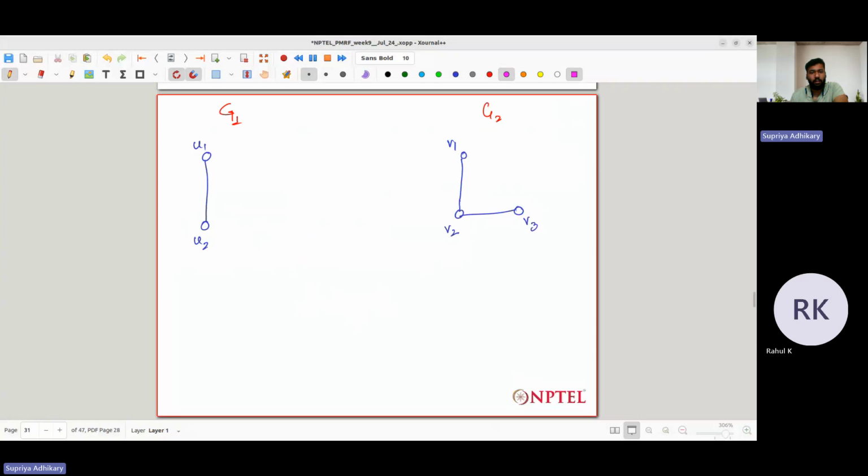So now we have to find the G1 cross G2 graph. For G1 cross G2, we will actually have 6 vertices. So first the vertices will be (u1, v1), (u1, v2), (u1, v3). And over here we will have (u2, v1), (u2, v2), and (u2, v3).